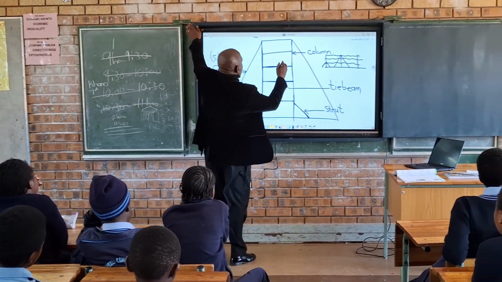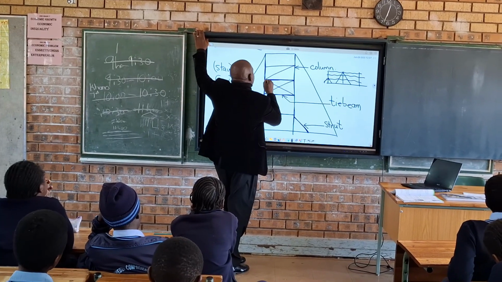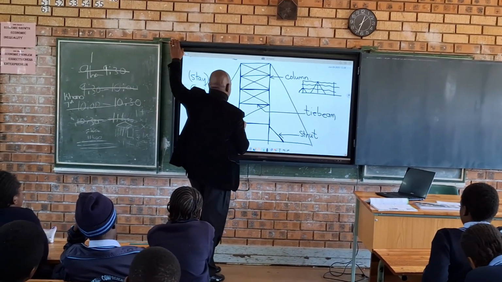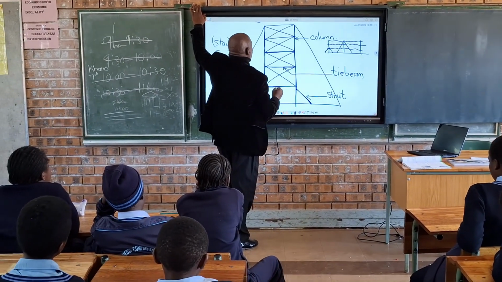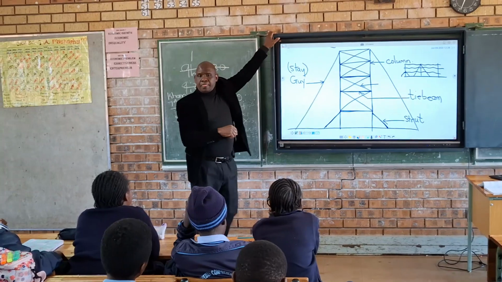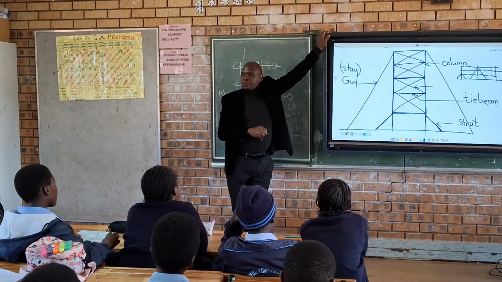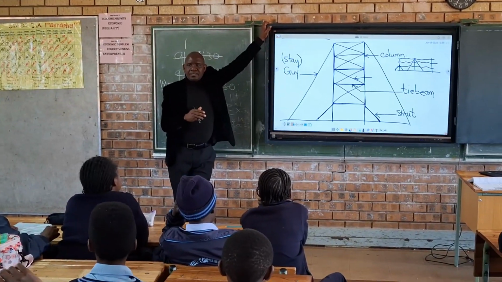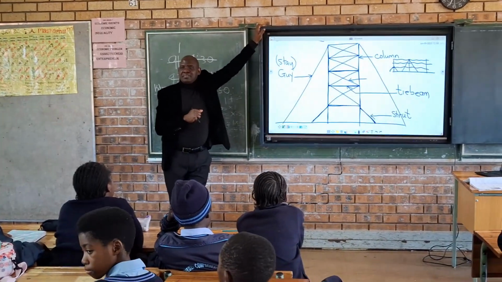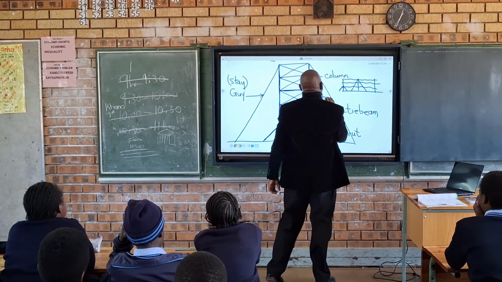Now, there will be also this one that crosses. What do we call them? This one. Anyone? You know that there are members, but what is the real name of them? We call them what? Struts again.